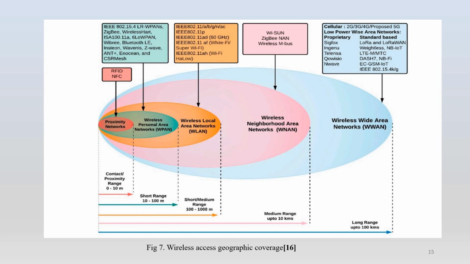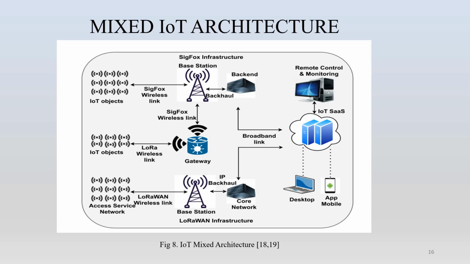So in the slide we could understand the range: the short range, that's about 10 to 100 meters, then the short to medium range, that's about 100 to 100,000 meters, then medium range, that's about 10 kilometers, and the long range, that is about 100 kilometers, and so on. So this is the wireless access geographic coverage. And coming to the next slide, that's about the mixed IoT architecture. It's about the Internet of Things.